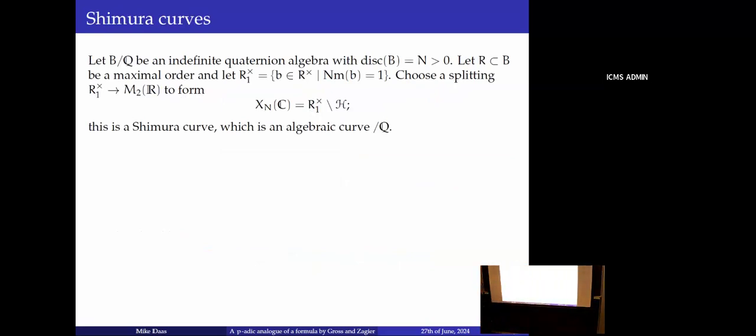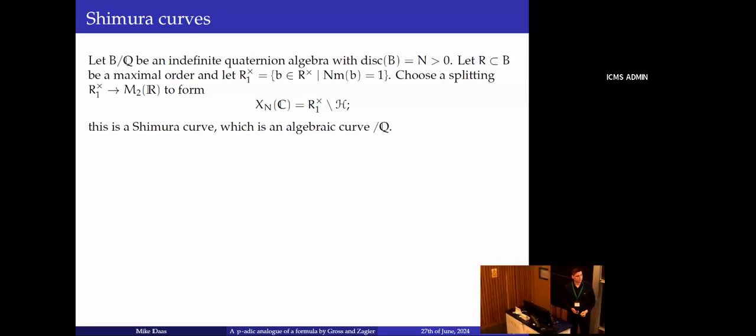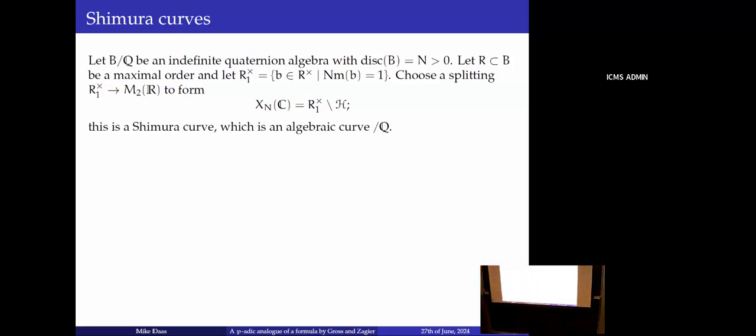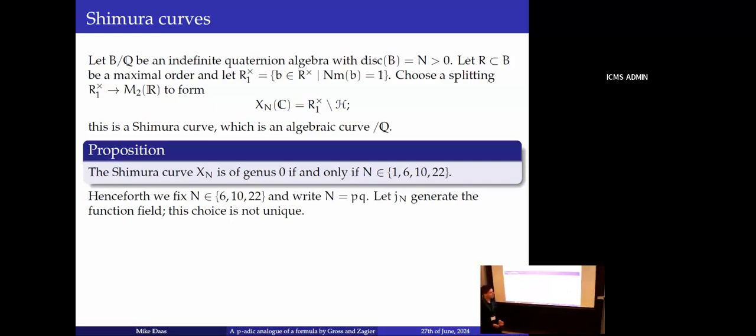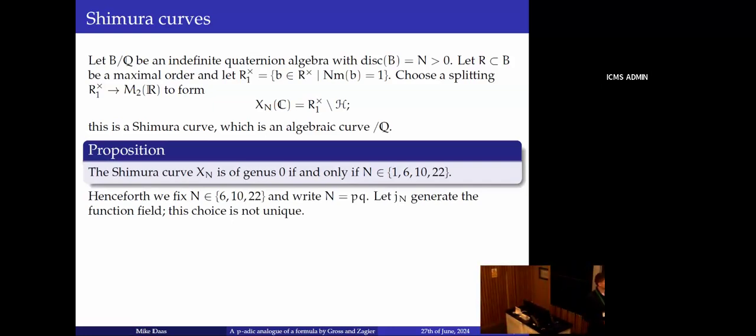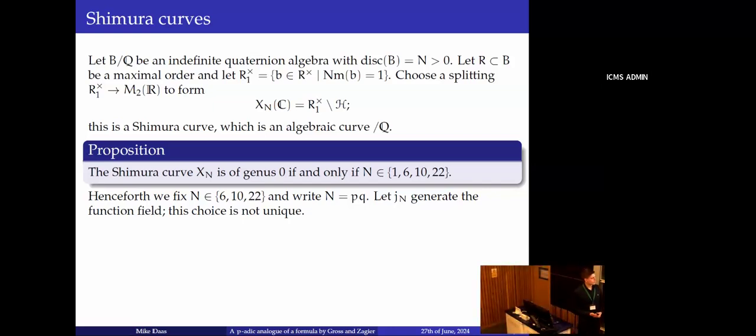It's an algebraic curve over Q, much like if you let B be M2 of Q, you just get the modular curve on which the J function lives, but now I get a different curve. But the difference with the modular curve case is that this one isn't always of genus 0, but it sometimes is, if you're lucky. So let's pretend we're lucky, and we just restrict ourselves to these 3 cases. If n is 6, 10, or 22, then the Shimura curve is of genus 0, and I can do two things. First, I write n as the product of two primes p and q, which happens to be possible. And the second thing I do is I will just choose a generator of the function field, which I apparently can do. But this choice is not unique, it's not canonical. So we'll have to be a bit careful with that.